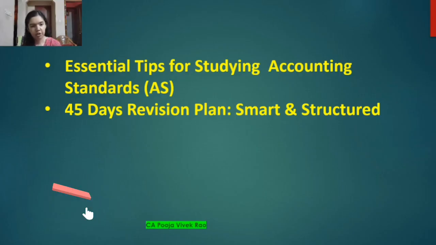Then day 41 to 45, exam simulation. Take full-length mock tests under timed conditions, analyze performance, work on time management and polish exam techniques. Consistency beats cramming, so do not just rote learn everything. Stick to daily goals and maintain steady progress throughout your preparation journey.